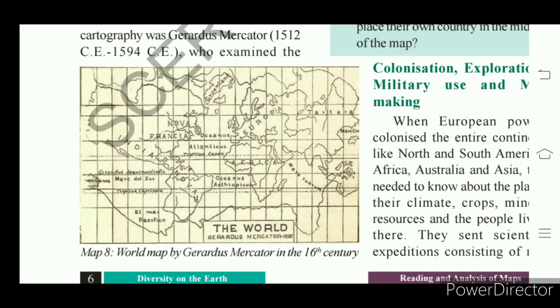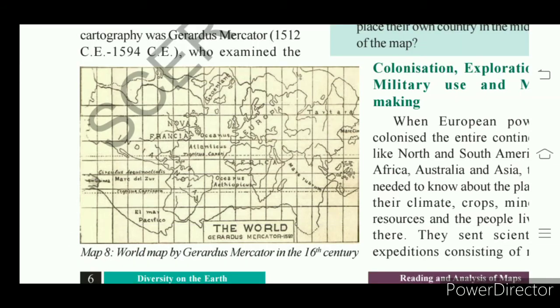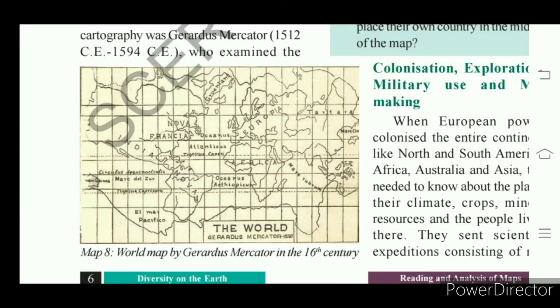They fought their way when they entered into the interior of the continents. They crossed mountains, deserts, and rivers, and collected the information. With that information, they prepared the maps, and such maps helped in establishing colonies and ruling over them.